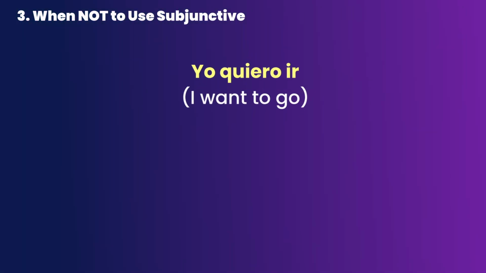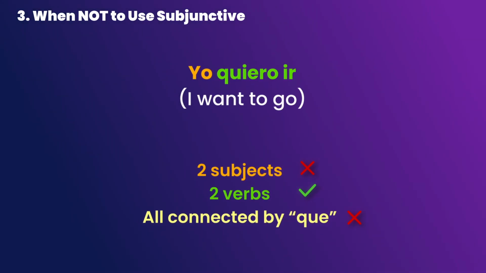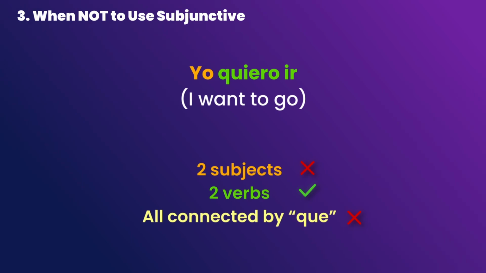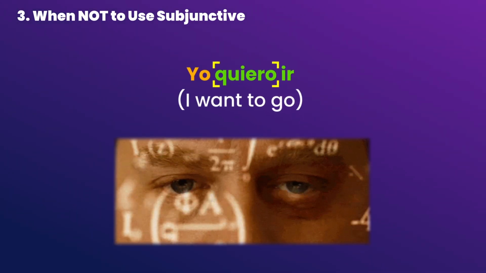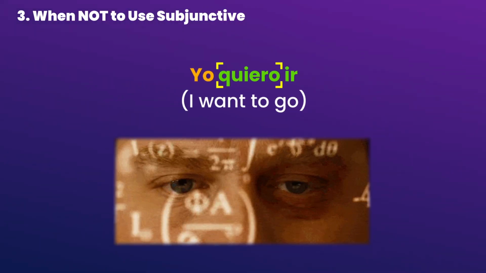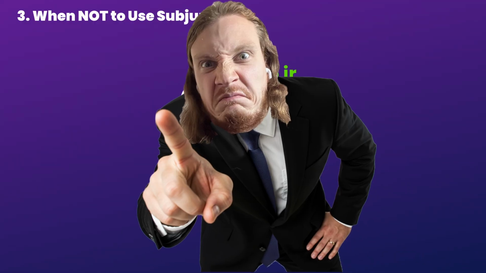Yo quiero ir. Here we have one subject, two verbs, no conjunction que to separate main and subordinate clauses, so it cannot be subjunctive, right? But wait, what about the verb querer? Doesn't it express the desire for something? Maybe it is subjunctive after all. No, it's not. Your initial instincts were fine.